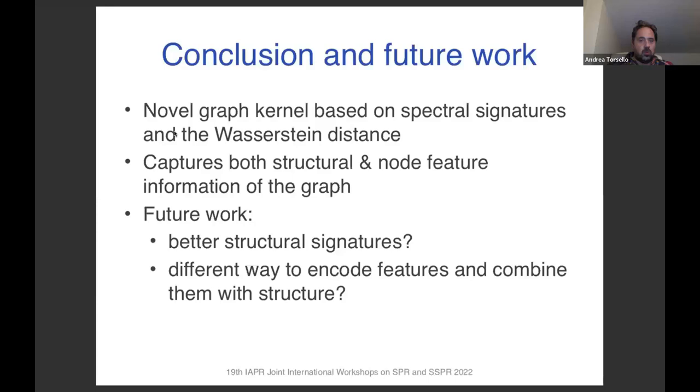So what are the future works for this? Well, of course, we want to do better. We can use a better structural signature. We've already seen that the Weisfeiler-Lehman can improve the approach. But one of the things we actually want to do is to try to use a learned neural network backend to learn the features for the final kernel, combining GNNs and kernel approaches to the problem. And also we'll need to look into different ways to encode the features and combine them with the structure.